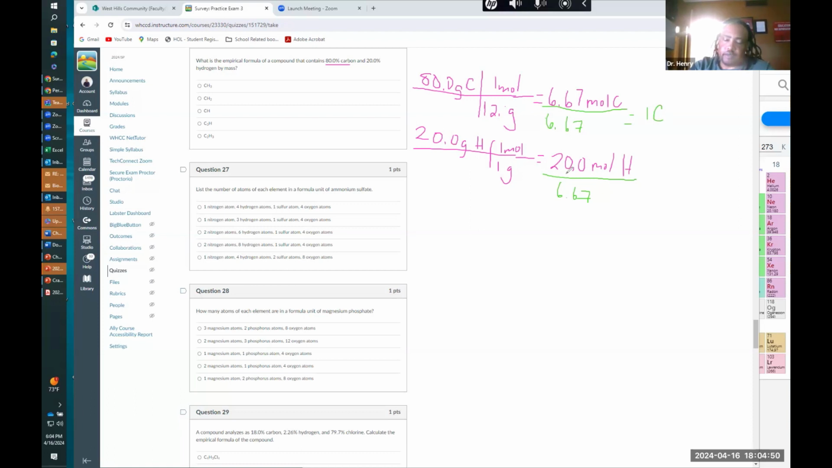So let's see. 20.0 divided by 6.67 is about 2.9. So this is close enough that we can round up, because you can only have whole numbers as coefficients, right? So approximately 3 for hydrogen. Then our chemical formula is going to be C, because there's one of them, and H3.